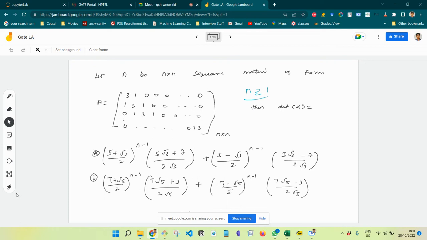Will it be 3? Exactly, the determinant is three, right? Now, you know the answer for the determinant of A when n equals 1. Now, what you should do is substitute n equal to 1 in option A and check if this expression evaluates to three.